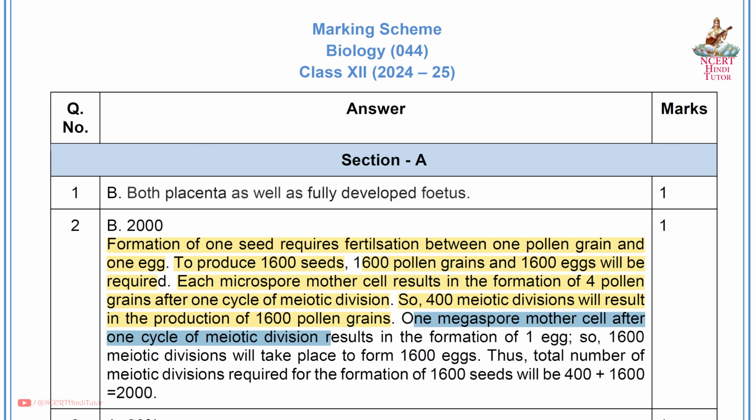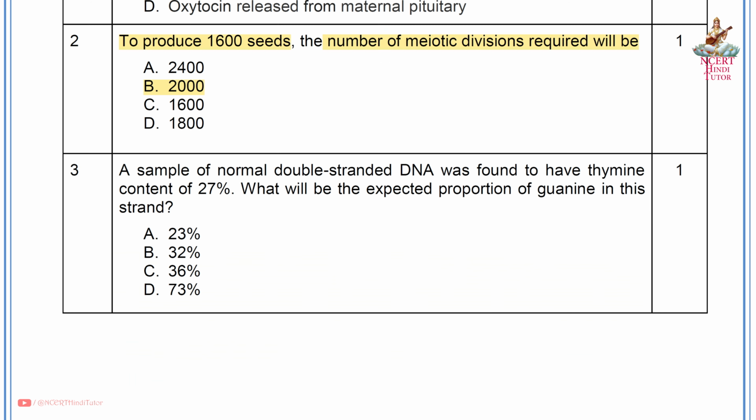One megaspore mother cell after one cycle of meiotic division results in the formation of one egg. So, 1600 meiotic divisions will take place to form 1600 eggs. Thus, total number of meiotic divisions required for the formation of 1600 seeds will be 400 plus 1600 is equal to 2000. Question 3. A sample of normal double-stranded DNA was found to have thymine content of 27%. What will be the expected proportion of guanine in this strand?